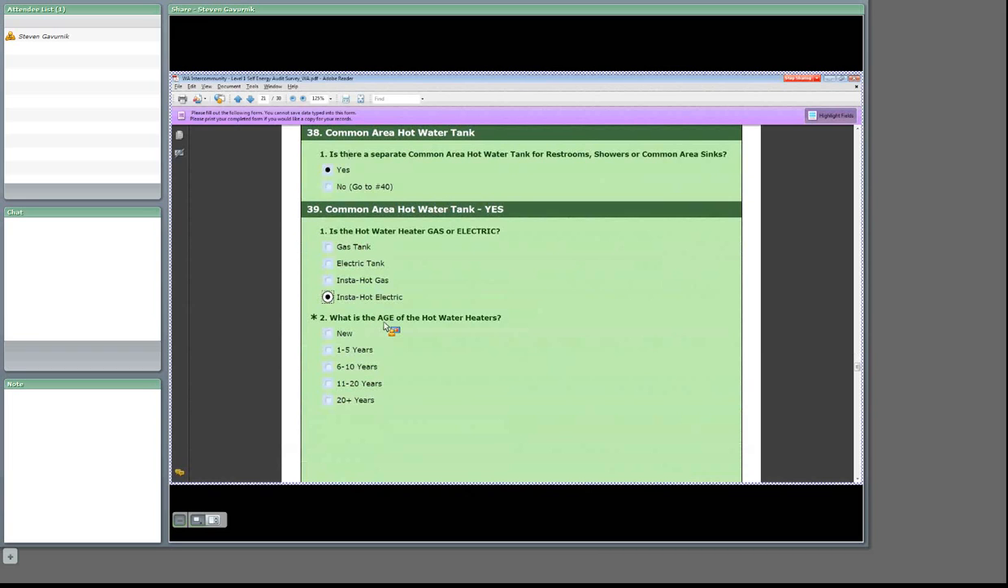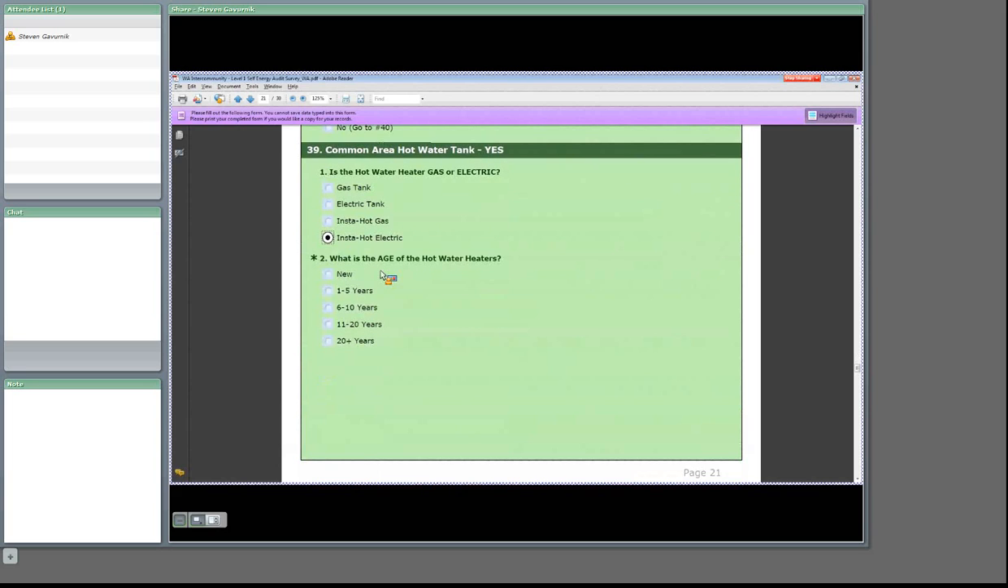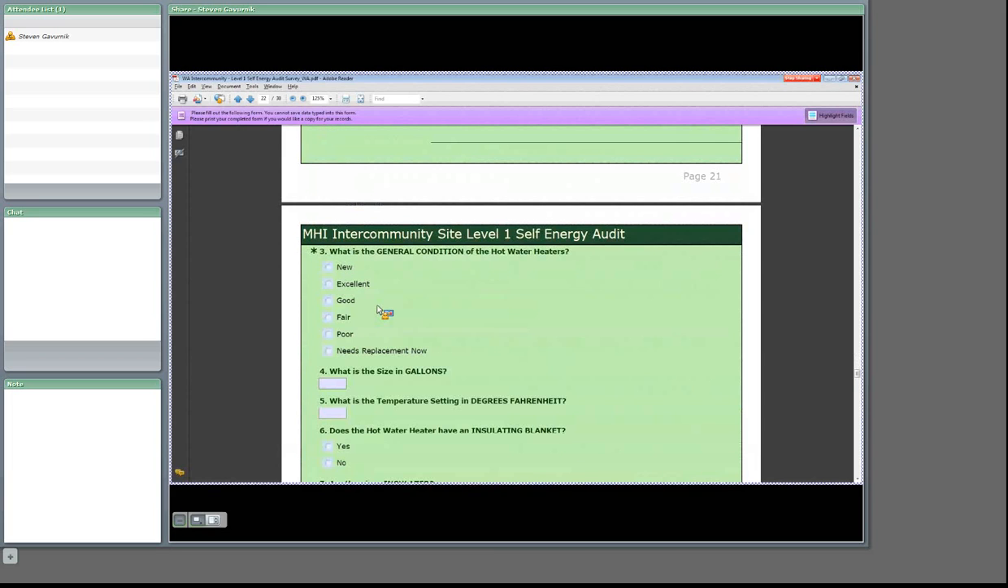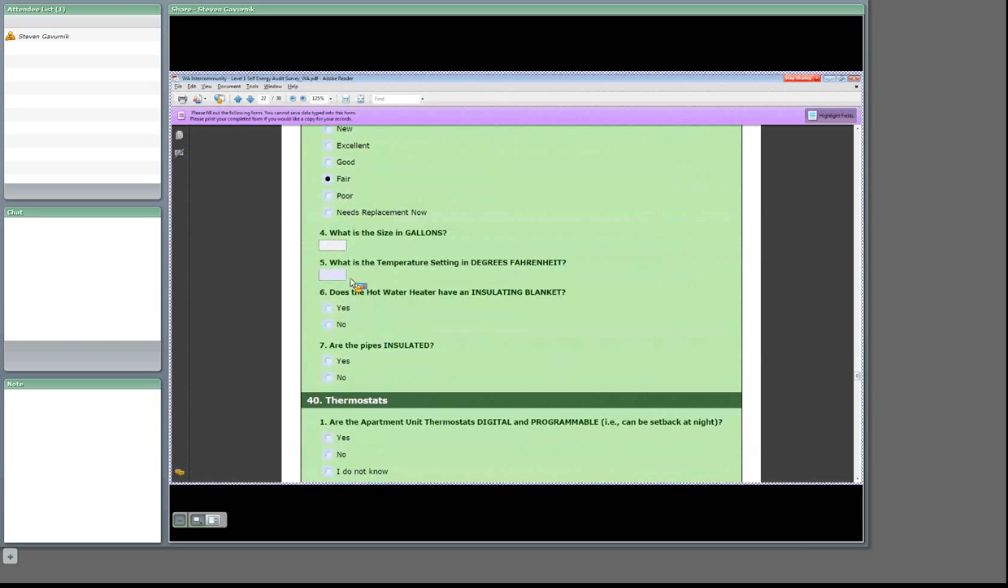So it's a tank. These last two, Insta-Hot, are the tankless systems that have no tank and they just generate the hot water on demand. They're often called on-demand systems. Question 2 of this section, what is the age of those hot water systems? You'd indicate the average age. And what is the general condition? What's the size of the tank? If it is an Insta-Hot, then you don't need to answer this.